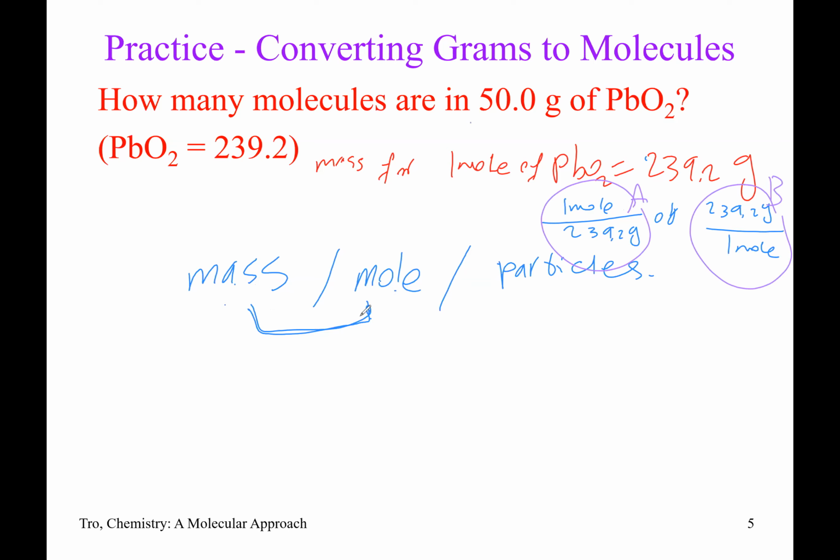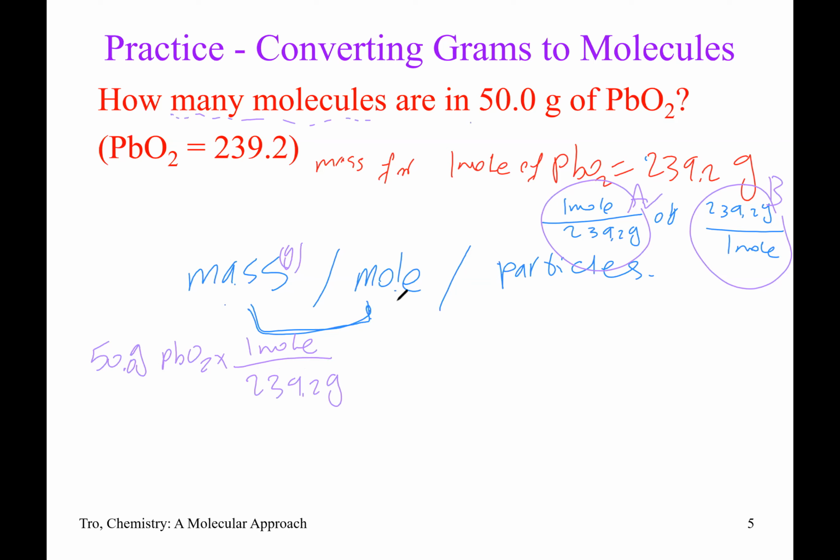If I want to go from mass to mole, I want to cancel the gram, okay? Mass is expressed in gram. I want to cancel the gram, so I have to use A. So I'm going to start with 50.0 grams of PbO2 times 1 mole over 239.2 grams. By applying this first conversion factor, I have changed the mass to mole. This question is asking for how many molecules. That means it's asking for particles.